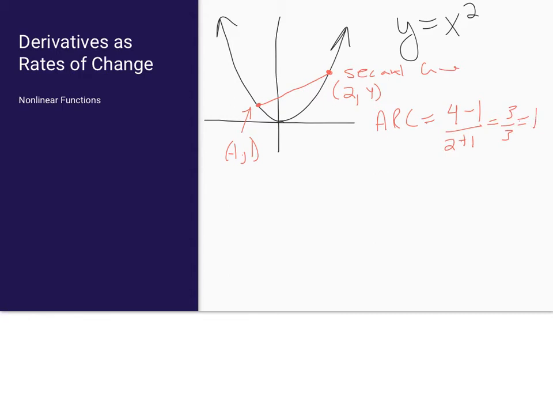But let's suppose I switch secant lines. So now, instead of starting at (-1, 1), I'm going to start at (0, 0), and I'm going to recompute the average rate of change. Well, if I do that, then I'm looking at the slope of a different secant line. So now my average rate of change is 4 minus 0 over 2 minus 0, which is equal to 2. So what we come out with is that the average rate of change for this function depends on where we start and where we stop on our secant line.